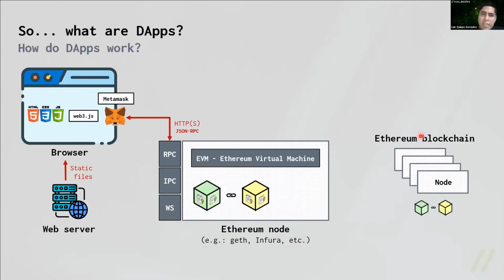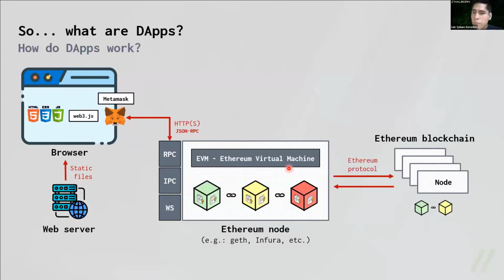Now, if our transaction is a query, for example, how much Ether do I have in my balance, a read-only question, it is read from the local blockchain, and it returns the answer to the browser. But if your transaction implies a modification, for example, send 3 Ether to this smart contract, then you create a new block in your local Ethereum node for your local blockchain.